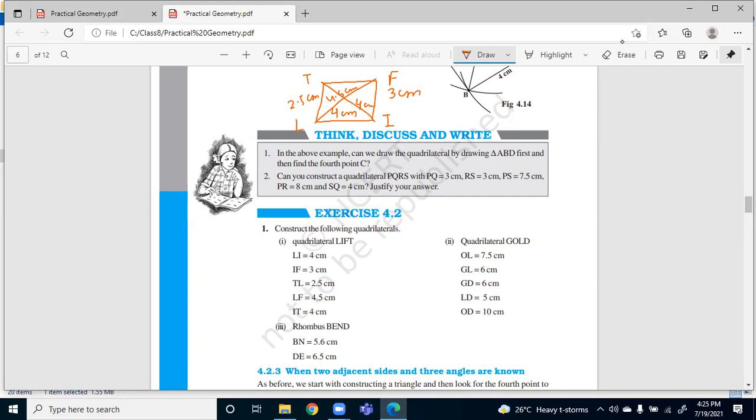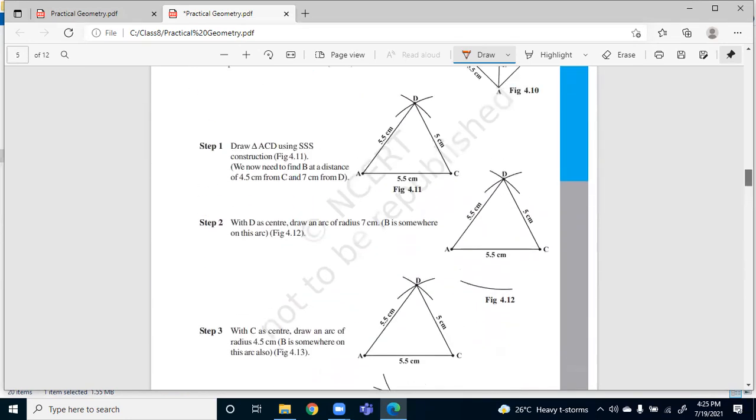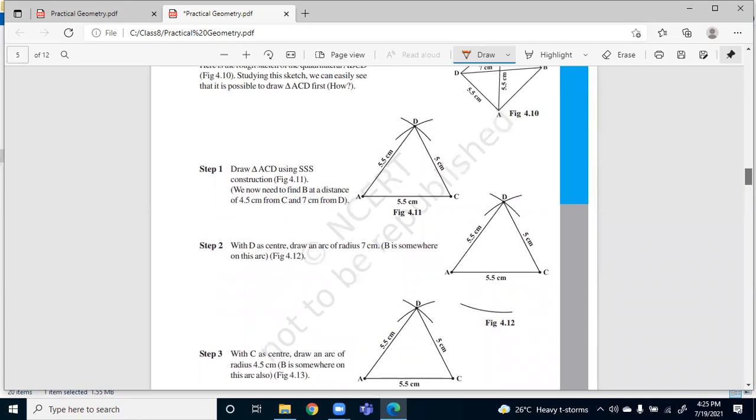Okay, so the case is very easy. How will we make it? Anyone? So see here, 3 sides are given and 2 diagonals are given. So the case is like this. We are being provided with 2 diagonals and 3 sides.